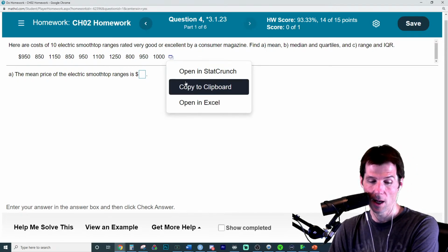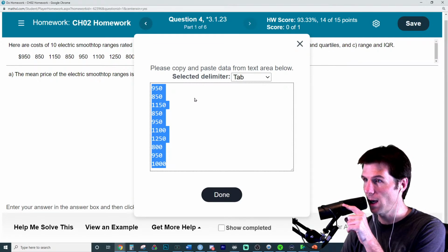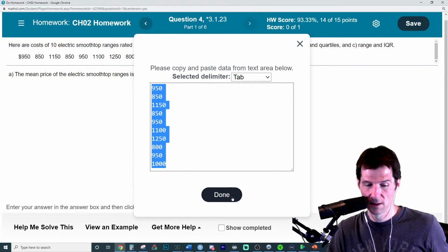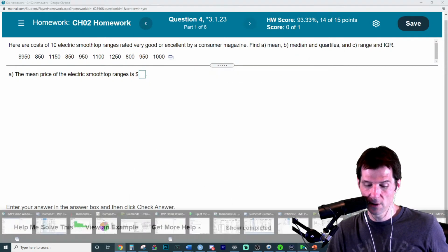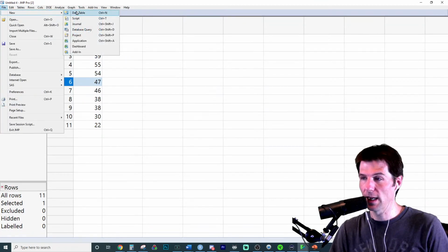And so let's go here, copy to clipboard. Slow it down a little bit. And with copy to clipboard, we're just going to be able to copy the data. We're going to hit Control-C, Command or Control-C. And now we're going to go over here to JMP. We're going to go to File, New, Data Table.